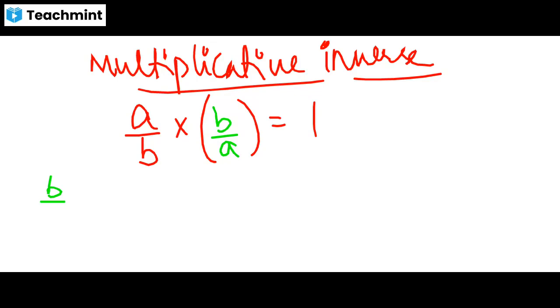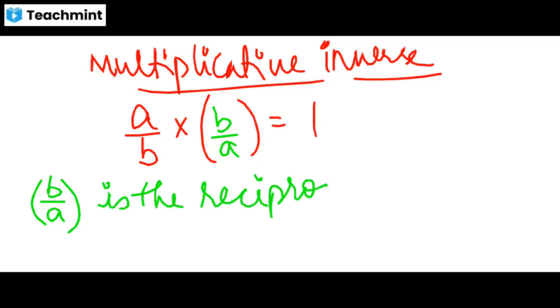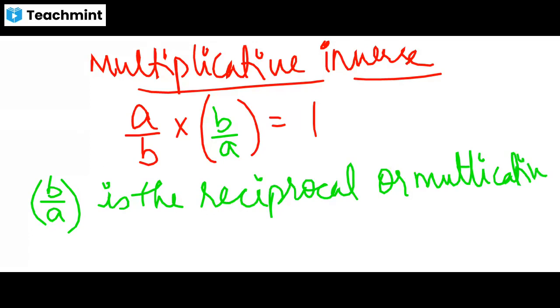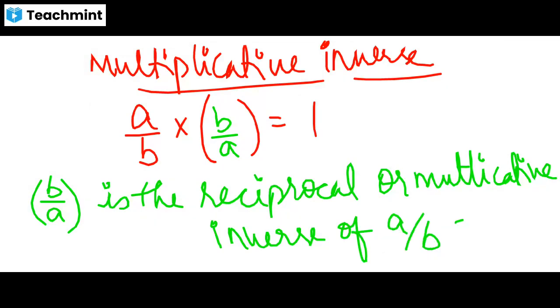B by a is the reciprocal or multiplicative inverse of a by b. Understood, children? So these are some of the properties of rational numbers. Then the last property that is left is the distributive property of multiplication over addition. That we'll discuss in the next class.